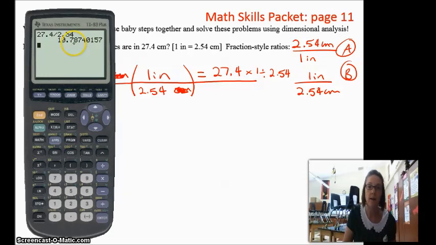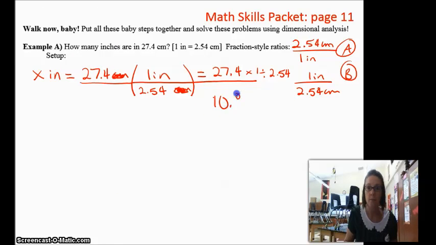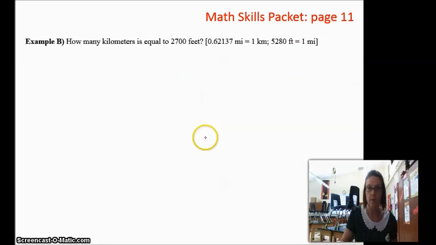That 7 is not going to stay a 7, it's going to go up to an 8. So my final answer will be 10.8. So 10.8, and the units that are left are inches. So our final answer to this problem is 10.8 inches. The next example is just a little bit more complicated.